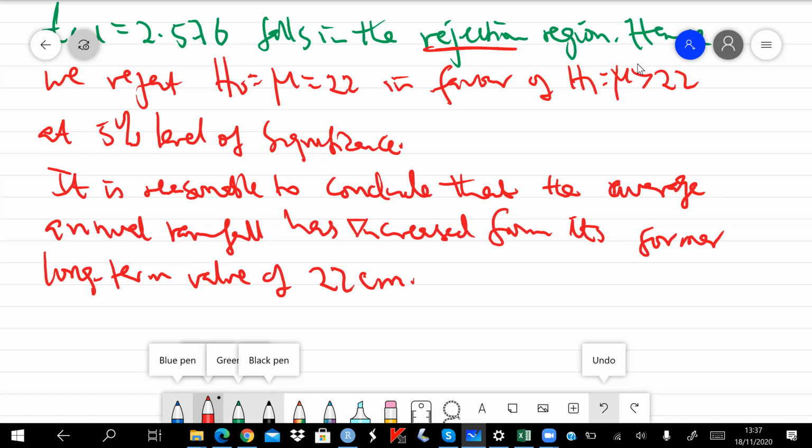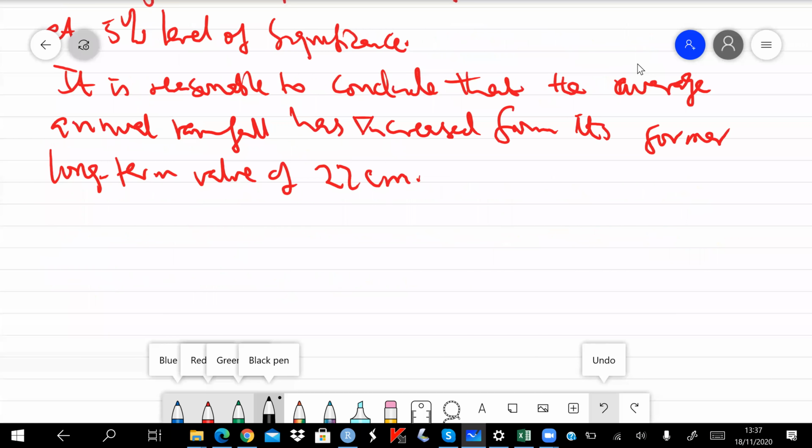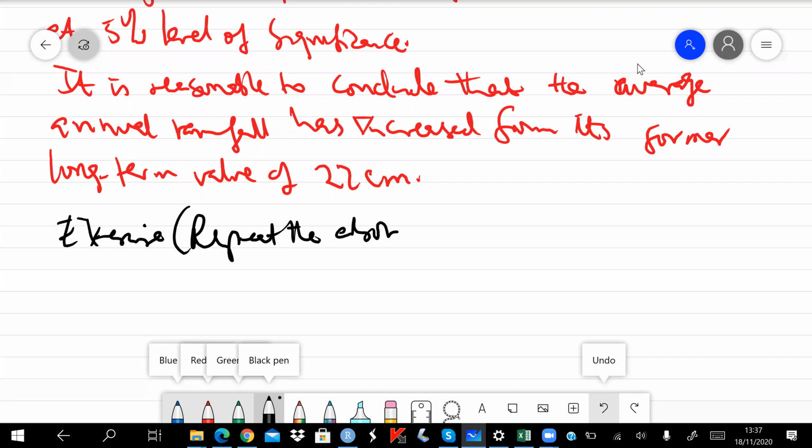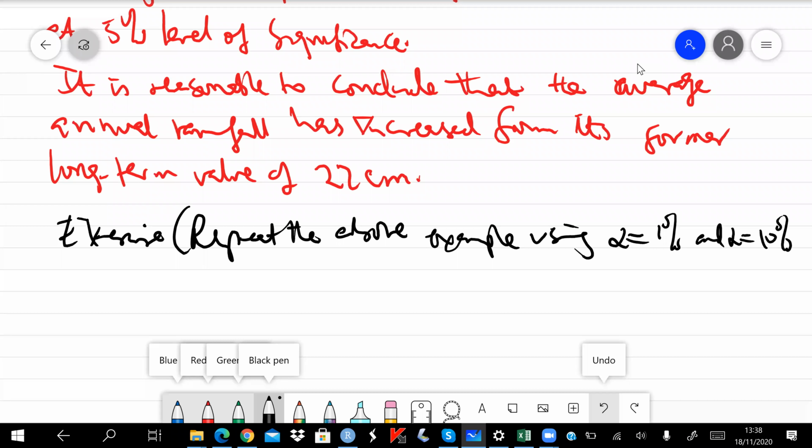Before we conclude the class, I want you to try this at home. So this will come as an exercise. You repeat the above example, that is example number 2, using alpha is 1% and alpha is 10%. You repeat that example using those two values of alpha. Okay, so that marks the end of today's class, unless there is a question.